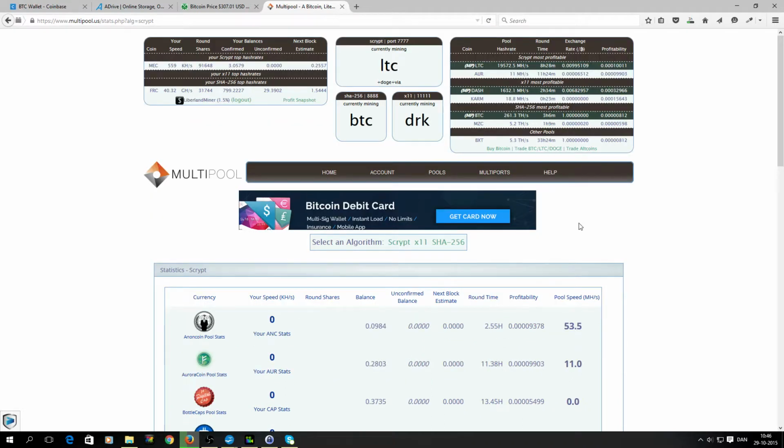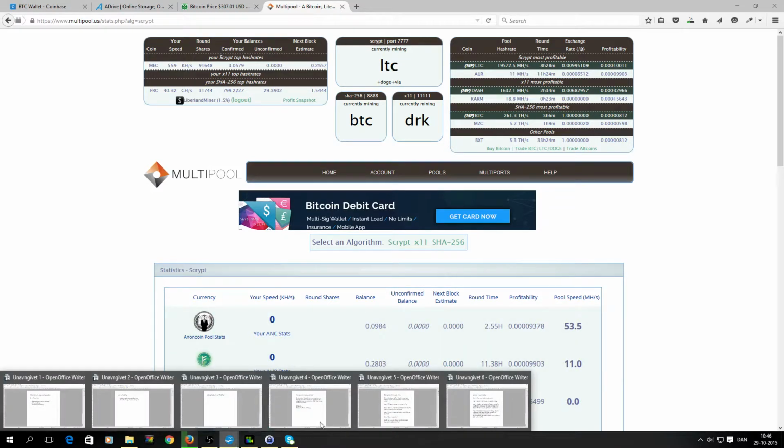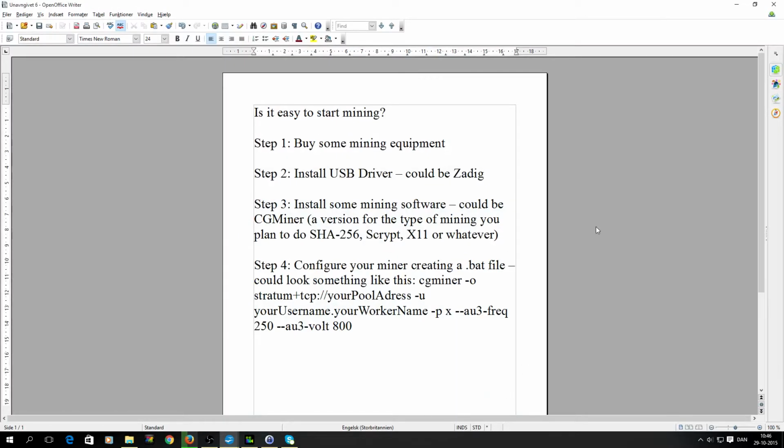So some might say it's difficult to set up a miner and get started, and I would say yes and no. It can be rather tricky sometimes. I'll try to give you an idea on how it's done. The first thing you need to do is, of course, to buy some mining equipment. You find out if you want to mine a coin that is using Scrypt or X11 or whatever kind of algorithm, and then you buy some equipment that fits that algorithm.